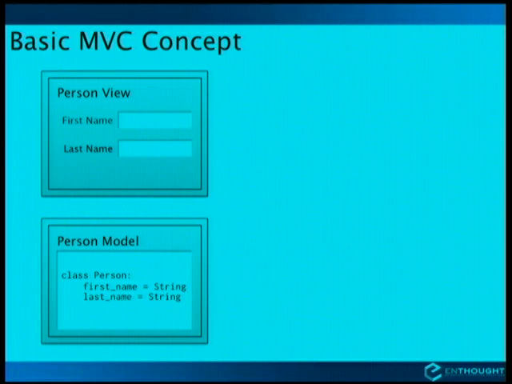The basic concept is this: on the bottom of my screen, I've got a model. It represents a person. They've got a first name and a last name, and I want to create the view on the top. It's a basic form with a couple of labels and a couple of fields that you use to edit your model. And you want to connect these two things together. That's where the controller comes in.